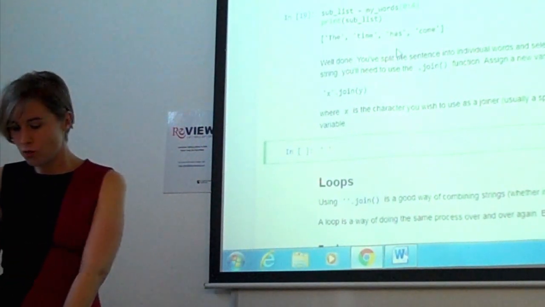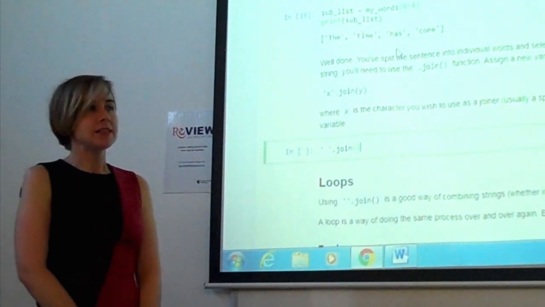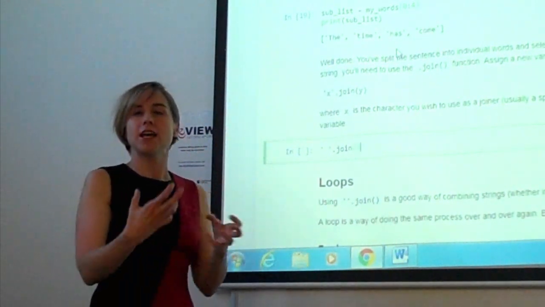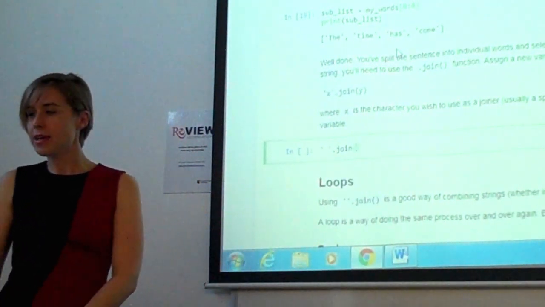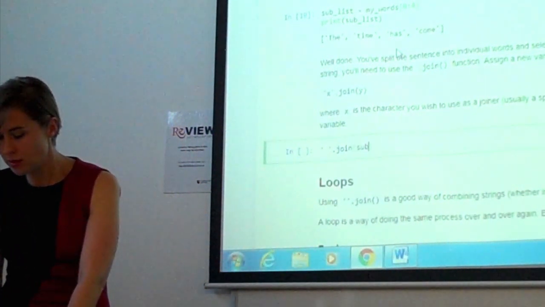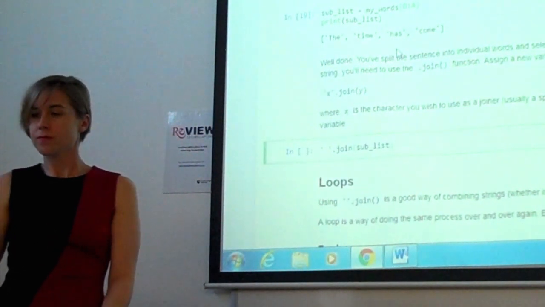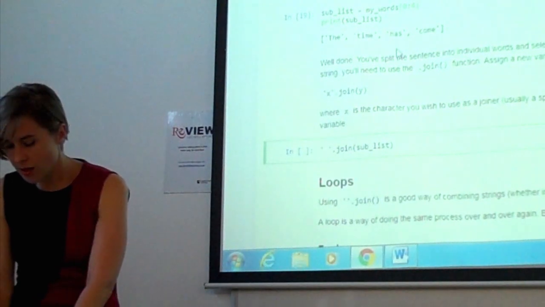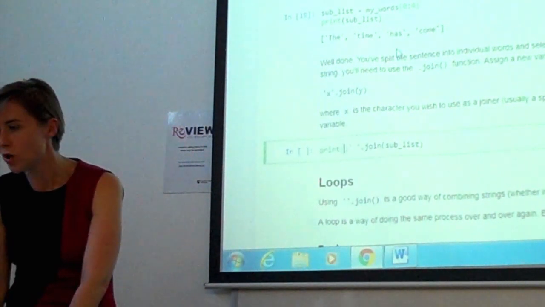After that, you do full stop, join, and in brackets, and that is the name of the function. That's the little program we're running to join it. And inside the brackets, you put the name of your list or your sublist. And I'm just going to print this whole thing so that you can see what it looks like when it's joined back up together.